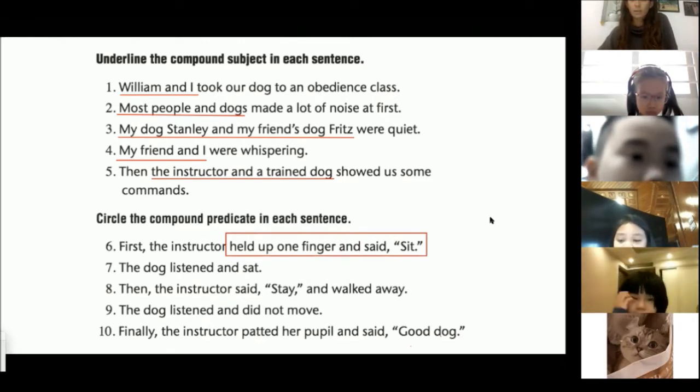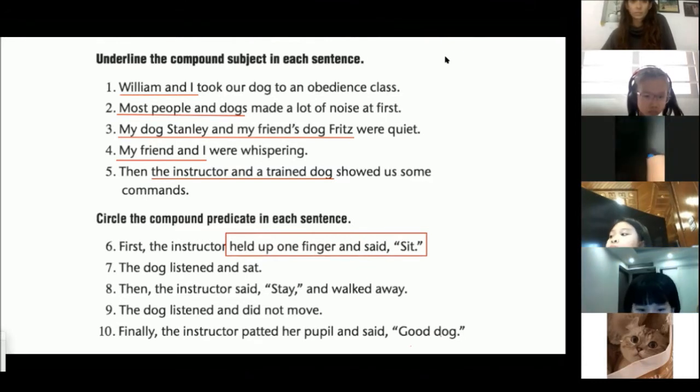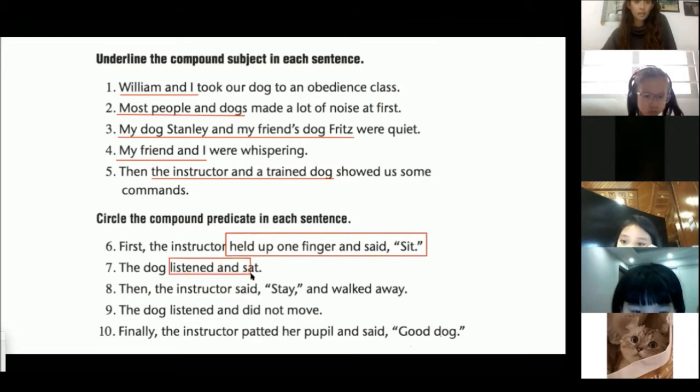Okay, number 7, Vinny. Listen and sat. Okay, can you read the full sentence? The dog listened and sat. All right, you said compound predicate, listened and sat. Good job. Neohong, can you do number 8?